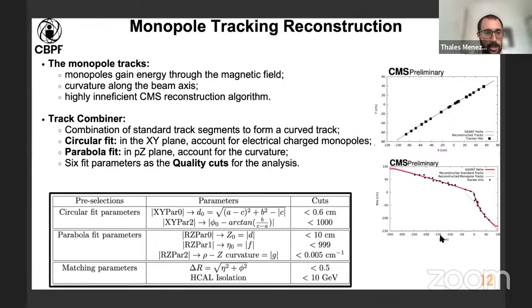So this motivates the development and application of an improved version of the standard reconstruction algorithm. In this improved version, the idea is to combine different track segments reconstructed by the standard algorithm to compose a curved track to be associated with the monopole candidate. This combination is achieved by two fits, one circular and one parabolic. From these fits, we can extract some parameters, which we call quality cuts, and they are implemented as selection cuts for our analysis.